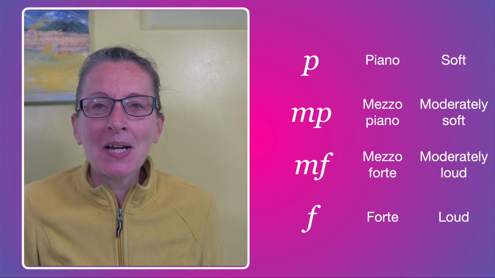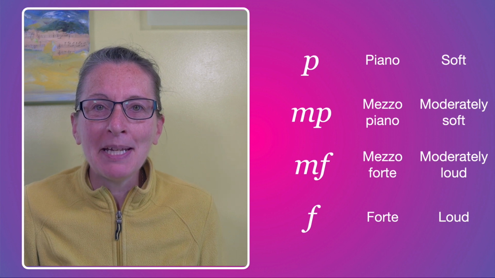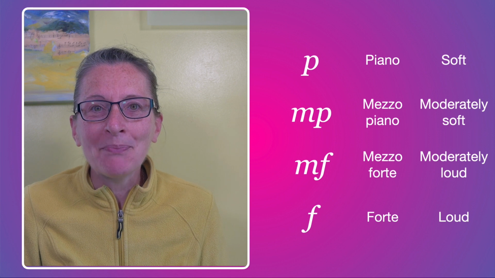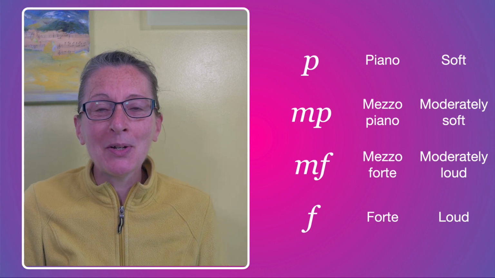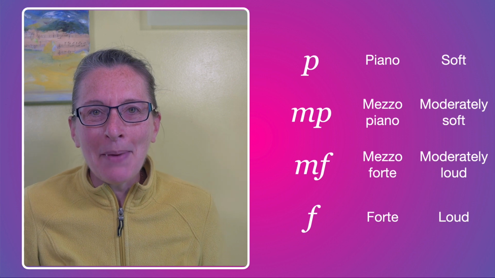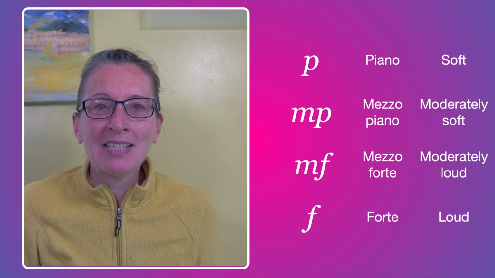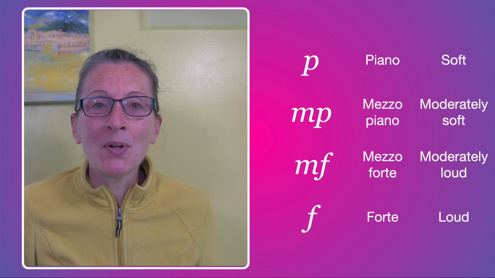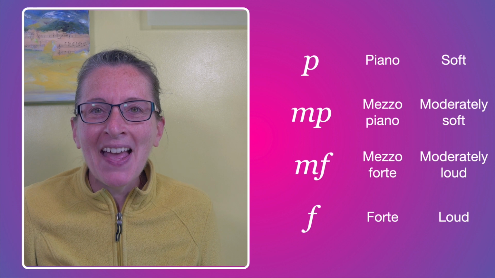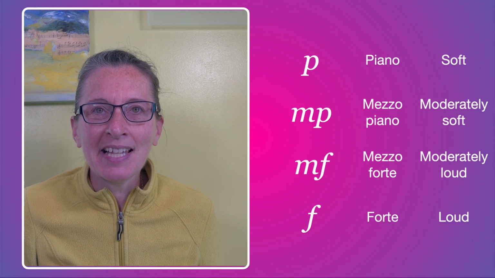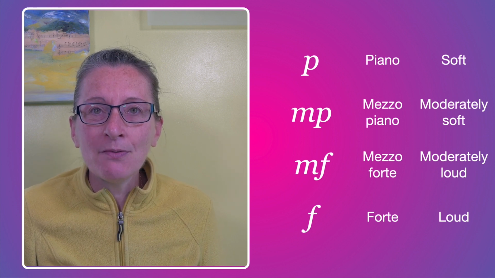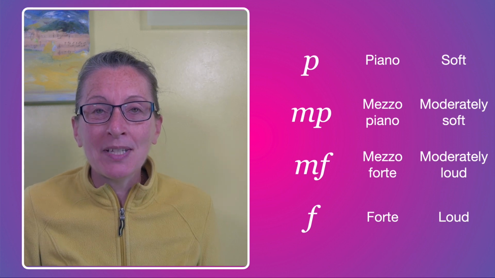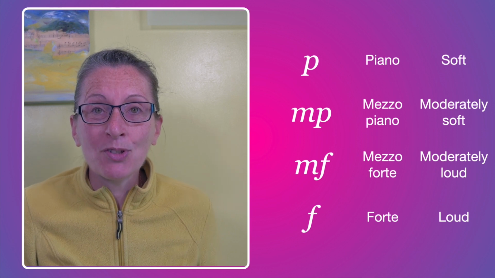In between these 2 dynamic markings, you also have MP and MF. The M stands for mezzo, which means moderately. So MP is mezzo piano or moderately soft, and MF is mezzo forte or moderately loud. Each dynamic marking gets slightly louder. So the softest one here is P, which means soft. Then we have mezzo piano, which is slightly louder, and then mezzo forte, MF, which is slightly louder again, and then F forte, which is the loudest dynamic on the screen right now.